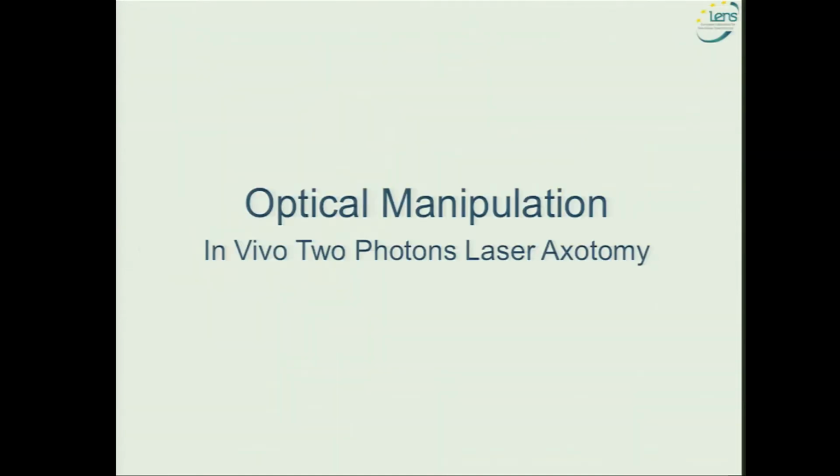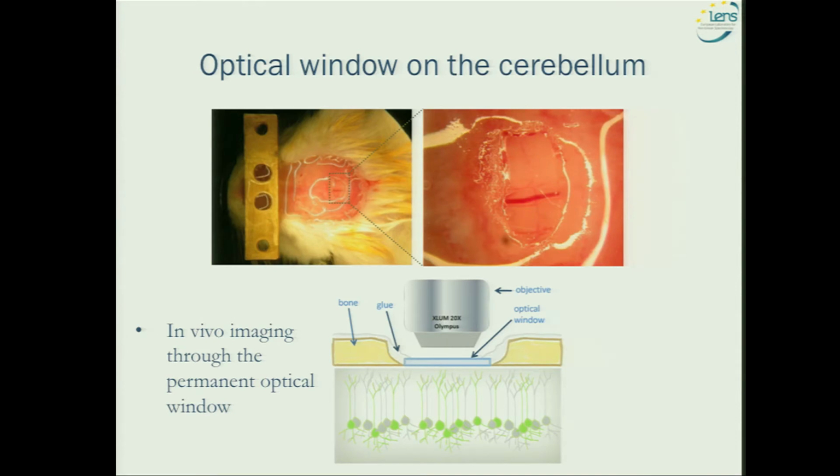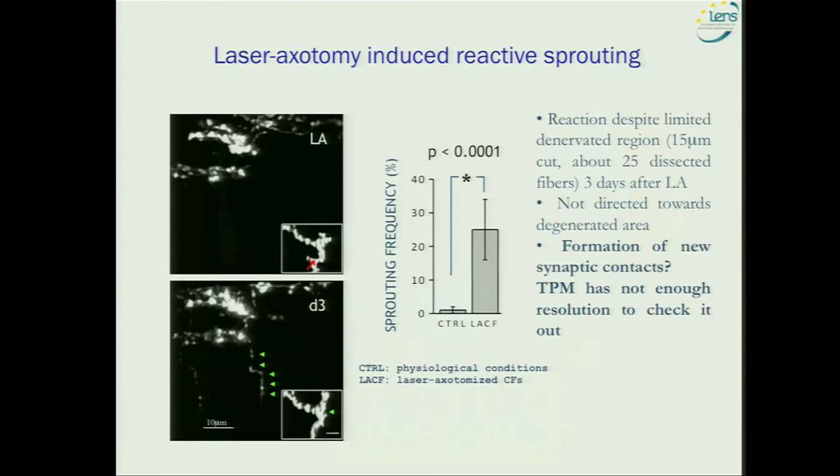Okay, the optical manipulation is now expanding on two big fields. One is optogenetics. The other one is the possibility of using nonlinear interaction of the laser light to perturb the systems. In this case, I am talking about laser axotomy. And here, in vivo, by using a cranial window system, you can dissect in a very precise way some climbing fibers. In this case, we dissected 25 climbing fibers, okay? And then we studied, after a few days, the formation of new branches. And here you can see a new sprouted branch which was formed.